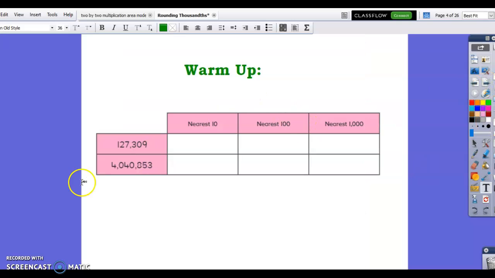For your warm-up in your journal, I want you to write down these two values, 127,309 and 4,040,853. Beside each number, I want you to round 127,309 to the nearest 10, nearest 100, and nearest 1,000. Then I want you to round 4,040,853 to the nearest 10, nearest 100, and nearest 1,000. So pause the video here. This is our warm-up. Again, this is a review of what you learned in 4th grade. So pause the video here and then we'll check.